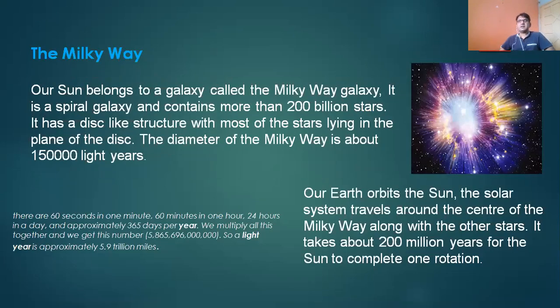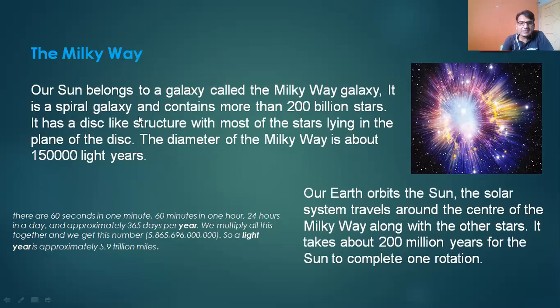Slowly and gradually we come to the solar system, then the Earth. I told you there are millions of galaxies in the universe. The galaxy in which we live, of which we are a part, is called the Milky Way Galaxy. It is one of the galaxies. Our sun belongs to the Milky Way Galaxy.